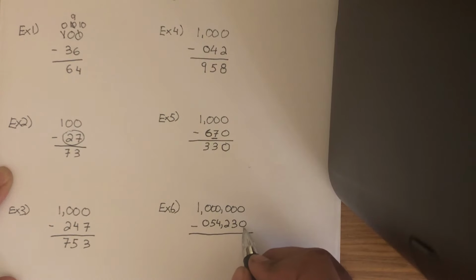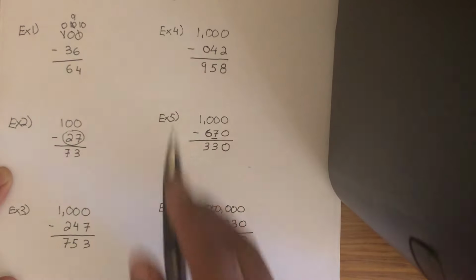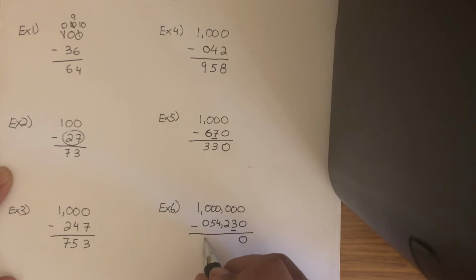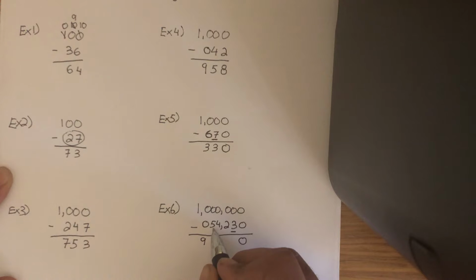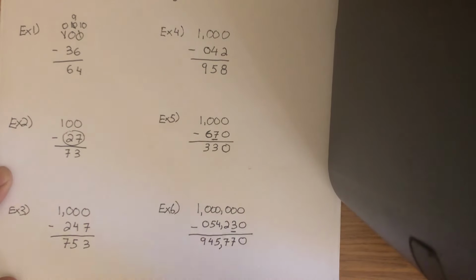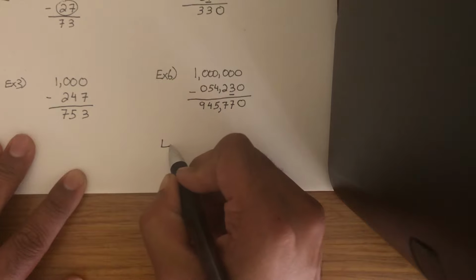Next thing I recognize is I start from the right. First non-zero digit is 3, so that counts as the last digit. So I just bring down the 0, all from 9, last from 10. What's 9 minus 0? That's just 9. What's 9 minus 5? That's 4. 9 minus 4 is 5. 9 minus 2 is 7. And here we have 10 minus 3 is 7. So what's my answer? 945,770. Okay?